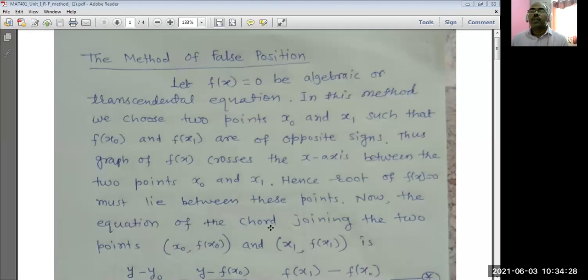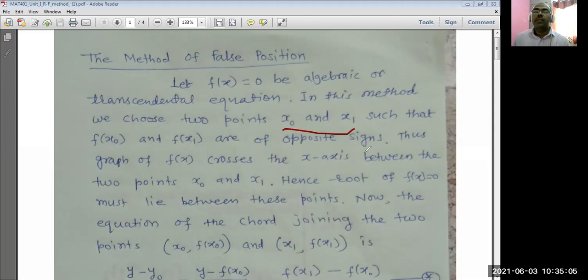Today we shall study the method of false position to solve an algebraic or transcendental equation f(x) = 0. In this method, we choose the points x0 and x1 so that the function values f(x0) and f(x1) are of opposite sign.